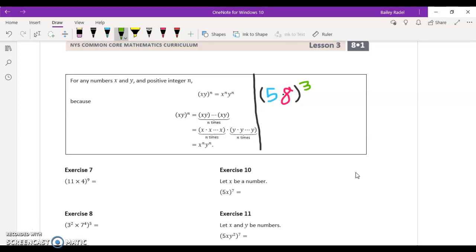Okay, so again, we know what the exponent tells us. The exponent says, how many times are you going to multiply the base? So this time we are going to multiply the base 3 times because that's what the exponent says. So the base is 5 times 8, and we're going to multiply that copy 2 more times.